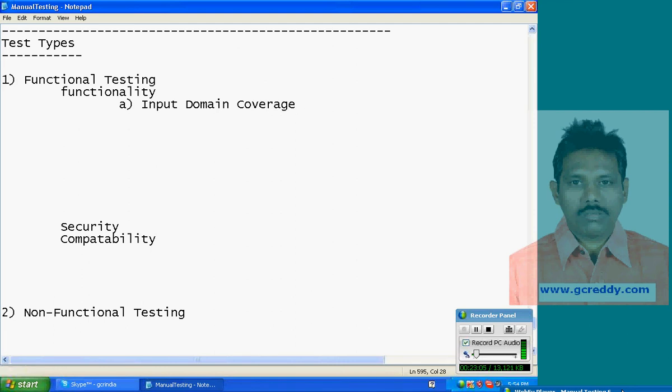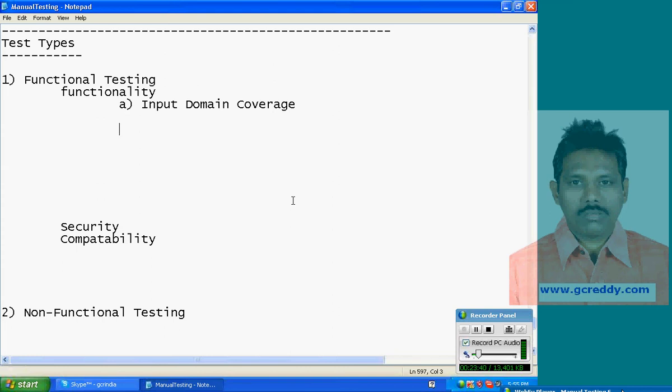What is input domain coverage? Can you tell me, Priyanka, what is input domain coverage? Already we discussed, but not in this batch. Priyanka, say yes or no. What is input domain coverage? If you don't know, no problem. I can't say exactly, sir. But you know, huh? Okay.